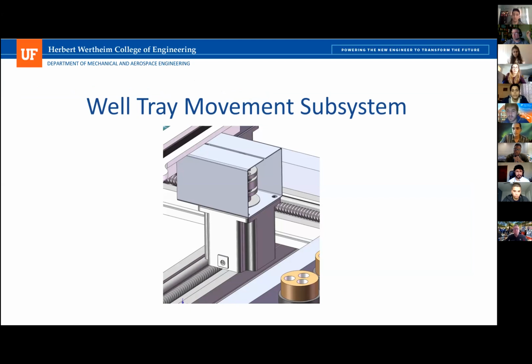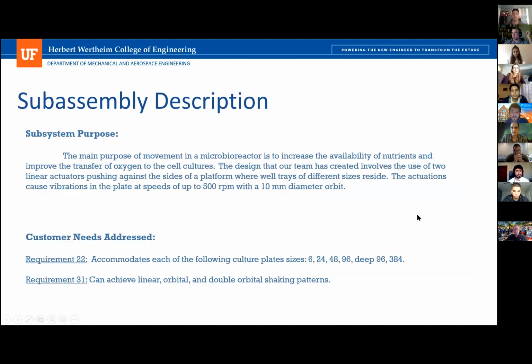The next subsystem that we'll be talking about is the well tray movement subsystem. This subsystem is pretty self-explanatory. The purpose of this subsystem is to move the well tray from side to side and in different shaking patterns. The main purpose of movement in a microbioreactor is to increase the availability of nutrients and improve oxygen flow to the cell cultures. The design that our team created involves the use of two linear actuators.